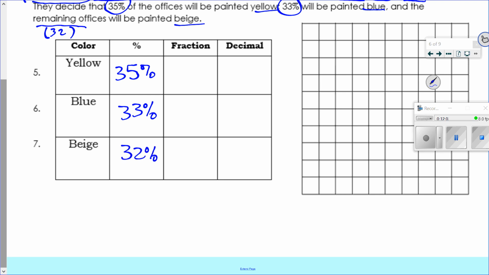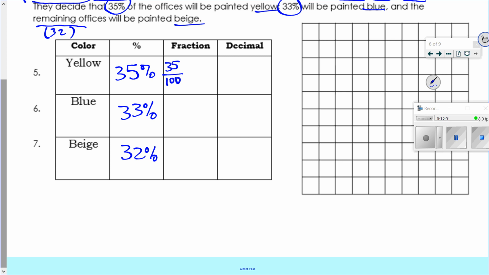Good. All right, my fraction. The fraction for 35 is 35 over 100 because there are 100 offices. Color yellow. And guys, when we hear 100, what does that clue us in on? What am I going to be talking about when I hear 100 offices? Decimals and percent. Good, Tyrese.